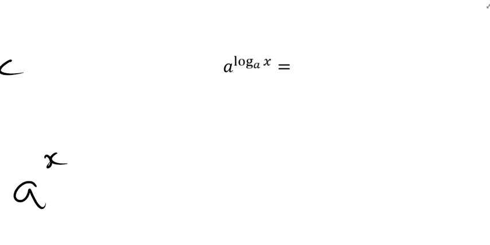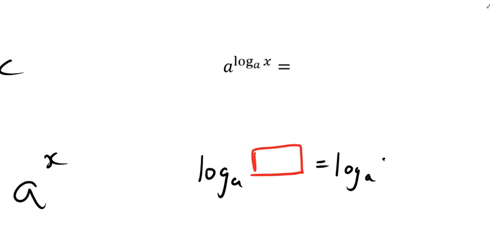Okay, similarly, sort of, a to the exponent log base a of x. So since this is written in exponential form, I'm going to rewrite it in logarithmic form. And so I get log base a of what equals log base a of x. So again, it's x.